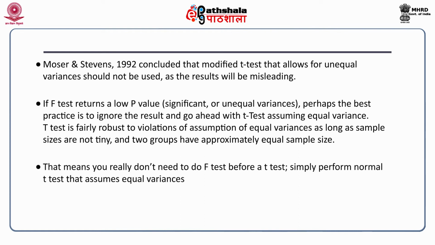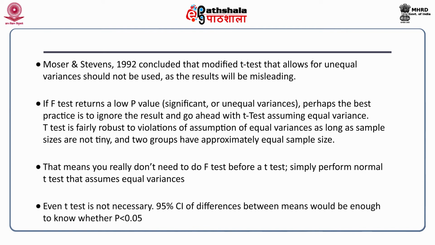That means you really don't need to do an F test before a t-test. Simply perform the normal t-test and assume equal variances. Even the t-test is not necessary. A 95% CI of the difference between the means would be enough to know whether the p-value is less than 0.05. If you do the t-test using the table method, you are still going to get only that the p-value is less than 0.05. So it's not significantly different from our confidence interval based method. But if you're doing the t-test using a computer, you will know the exact p-value, which is a lot more informative.